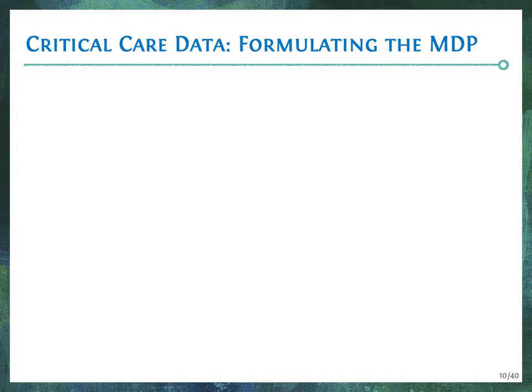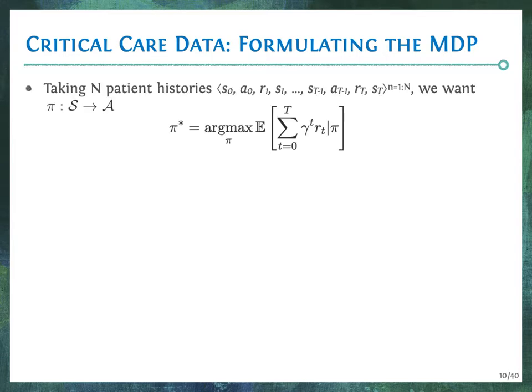Now that we have our cleaned up patient histories, we need to formulate them as Markov decision processes. What we want to learn is some policy pi mapping from states to actions that maximizes return, that is, the discounted cumulative reward over the patient admission, where discount factor gamma determines the relative importance of immediate and long-term rewards.